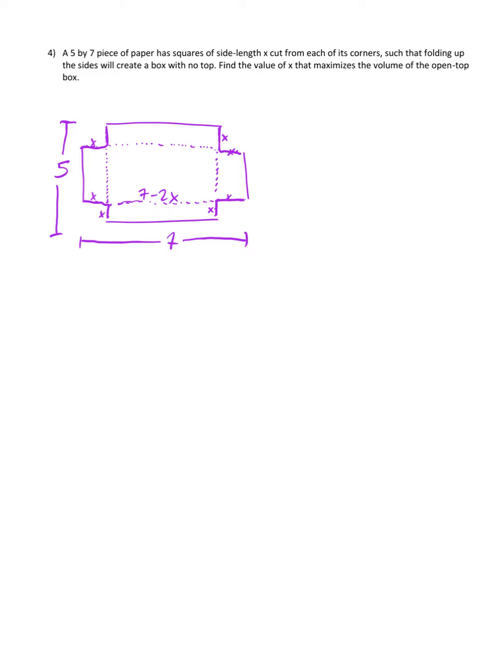And then this length, it was 5. The whole thing was 5, but we're going to take away an x and an x. So this length here is 5 minus 2x. And then the height of the box, after you make your folds, this x is going to be the height of the box. So the volume is 5 minus 2x times 7 minus 2x times x. And this is what we want to maximize.